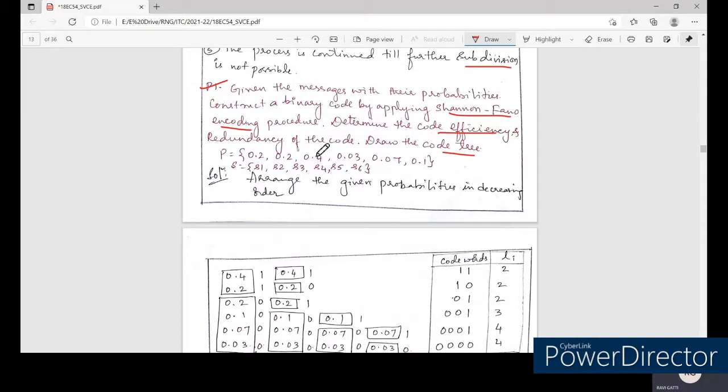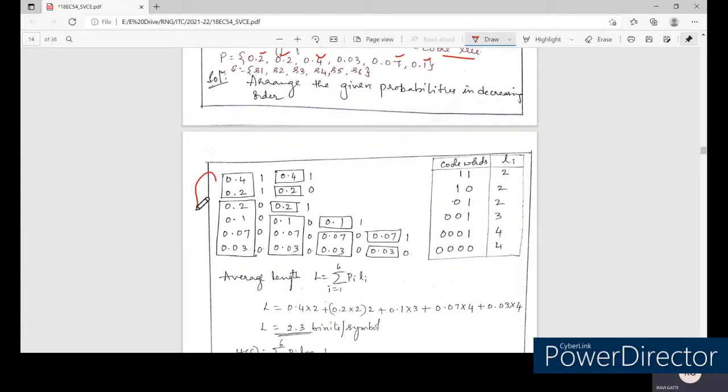What is the highest value? 0.4, next is 0.2, next is 0.2, next is 0.1, next is 0.07, next is 0.03. So I have arranged the source symbols in decreasing order of their probabilities. Now I should group them in two divisions such that the probability of the top one is approximately equal to the probability of the bottom one.